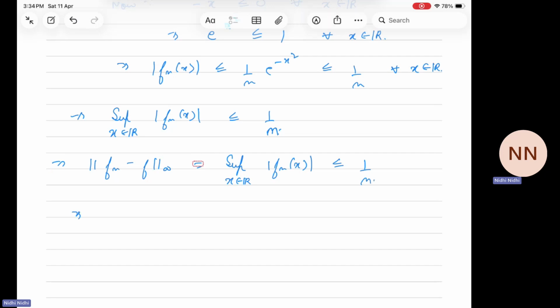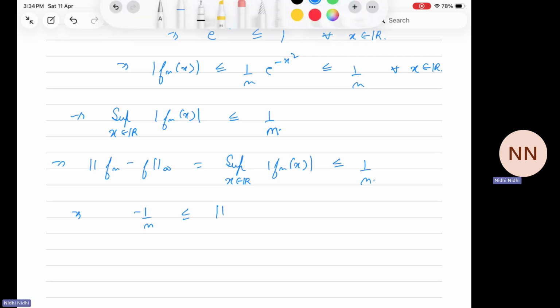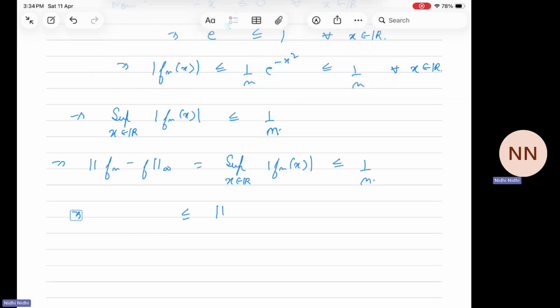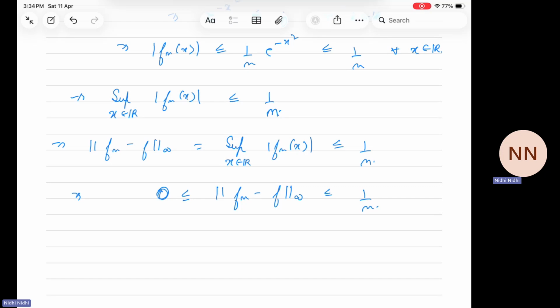That means the sup norm of fn minus f is in between minus 1 by n and 1 by n. In fact, no need to take minus 1 by n, because we all know that this is a positive entity. This will always be positive because we are taking the supremum over modulus of some values. So this is 0 less than or equal to the sup norm of fn minus f, less than or equal to 1 by n. Then again by the sandwich theorem or the squeeze theorem, because the sequence 1 by n converges to 0. This goes to 0, this goes to 0.